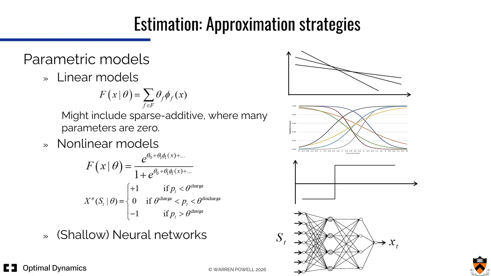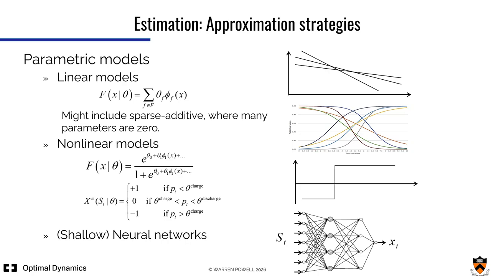If you have smaller ones with hundreds or thousands of parameters, that's what we were working with, especially up through the 1980s and 1990s. By the 1990s, we were starting to get very large linear models where we realized that many of the parameters are actually zero. We call those sparse additive models.